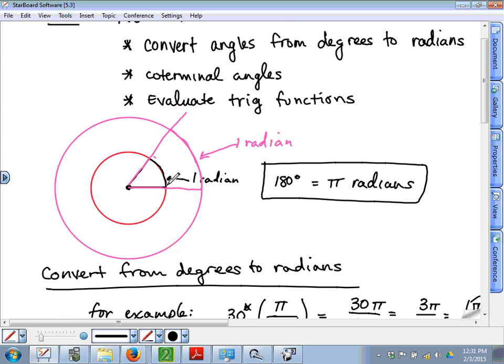If we went back to our circle, here's 1 radian. There would be a second radian right there. What kind of angle does this look like? This is 2 radians. In degrees, what does that even look like? About 120. Maybe about 120.